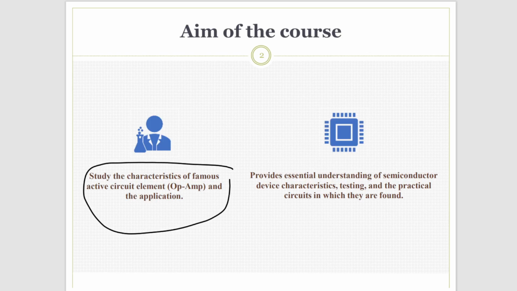Then we are going to provide essential understanding of semiconductor device characteristics. So semiconductor device characteristics are the PN junction and the bipolar junction transistor, aka meaning the diode and the transistors. So we are going to talk about these two components. So that means that we are going to provide essential understanding of these semiconductor devices. Okay, so we are going to talk about the characteristics of these devices, testing, and the practical circuits in which they are found.